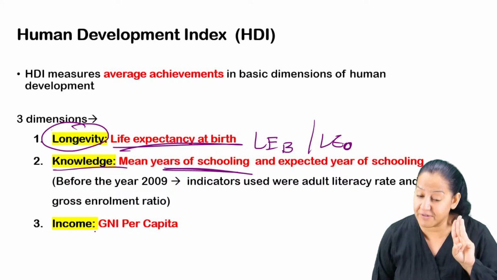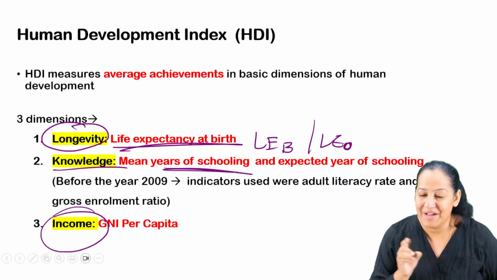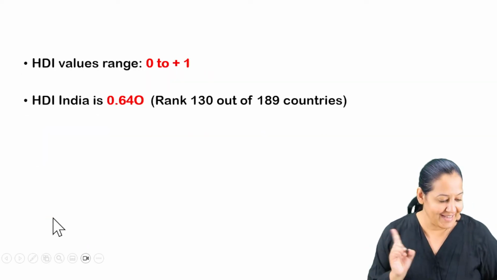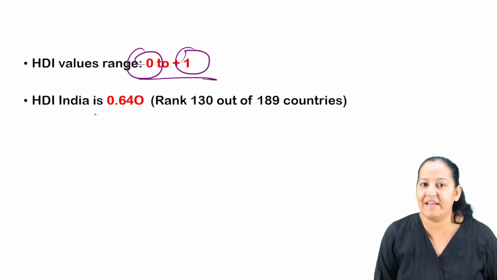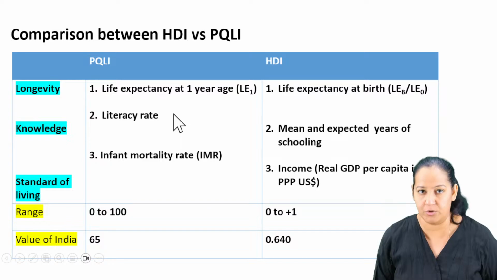And the third criteria, for standard of living, we use income. We don't use infant mortality rate. And here it is 0 to +1. The 0 is the worst, +1 is the best. And India's ranking is 0.64. I already taught you. So we are done with 2.